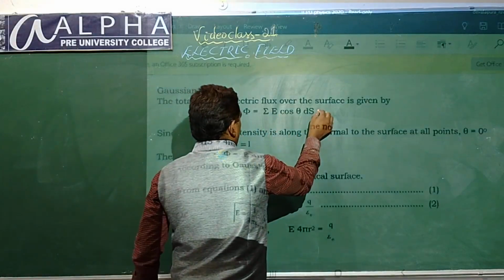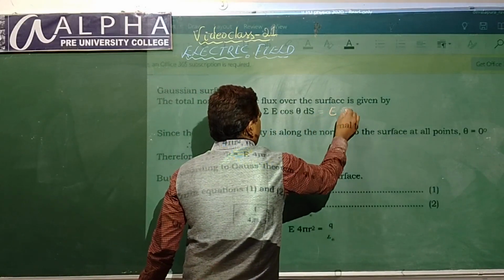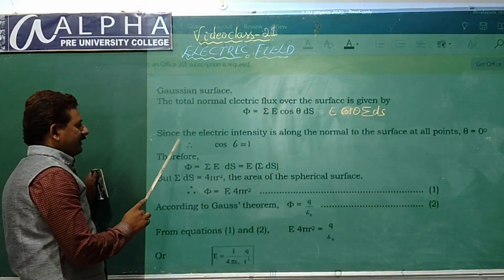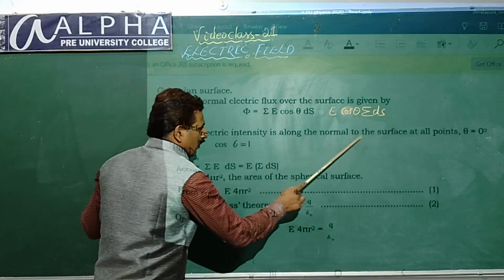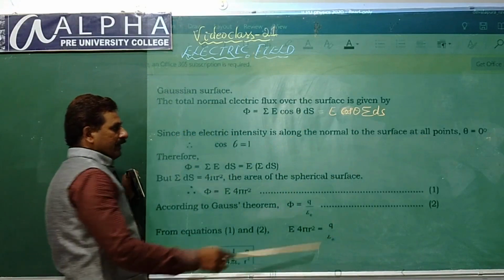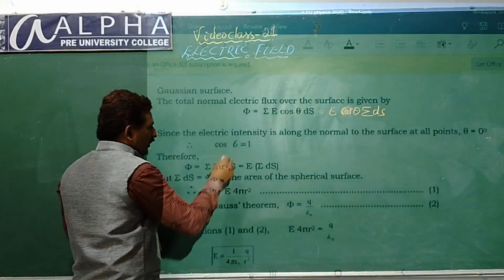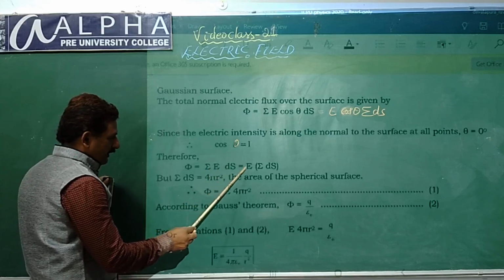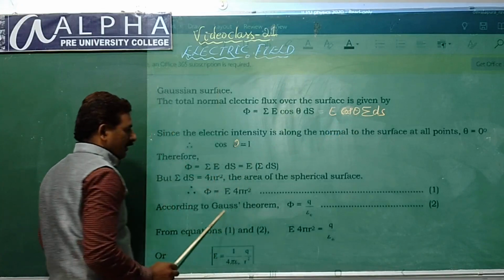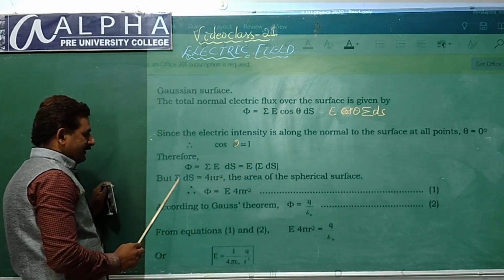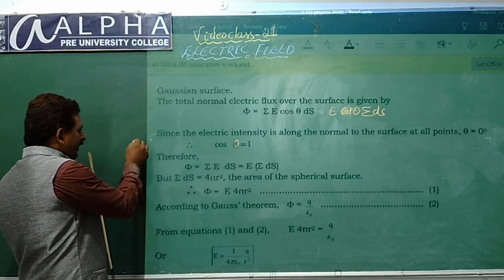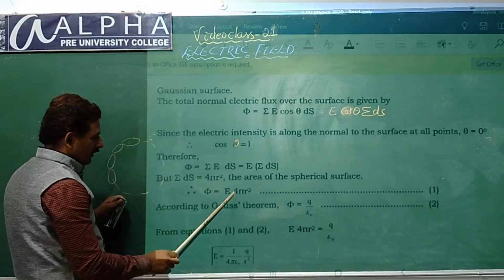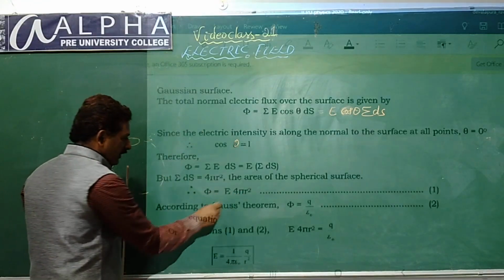And you can write one more step further. E outside, summation E cos theta ds, you can write. And he continues further and says, since the electric intensity is along the normal to the surface at all points, as I showed in the diagram, theta equals 0 degrees, cos 0 becomes 1. Therefore, phi equals summation E ds, E into summation ds. Why? Because the electric field is a constant. What is summation ds? If you sum the surface areas ds like this and continue, you end up with a spherical surface. The formula is 4 pi r square, the surface area of a sphere.